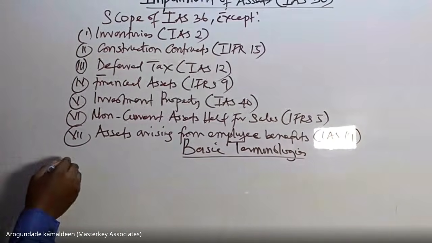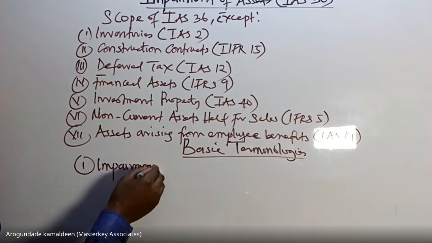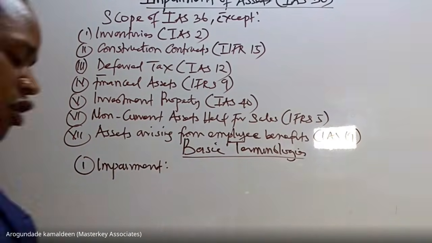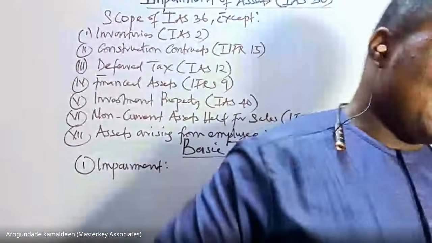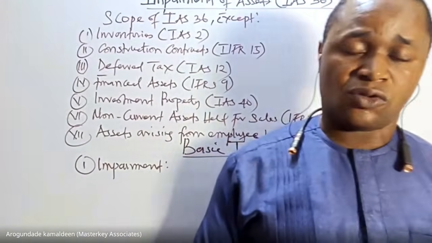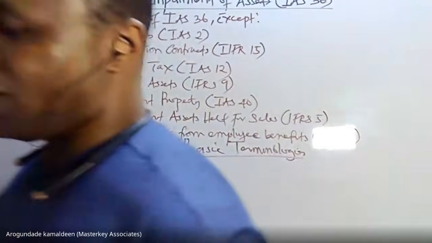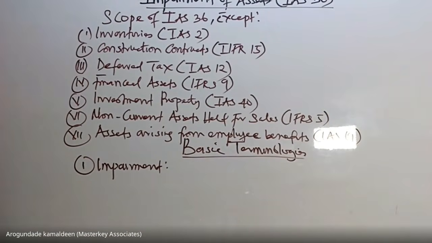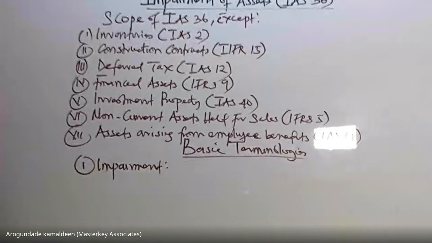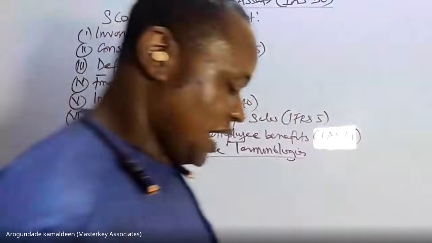Now, impairment, number one. Impairment occurs when the carrying value, or the carrying amount, of an asset or a cash generating unit is greater than the recoverable value. So there is an impairment if the carrying value of the asset or the CGU, the cash generating unit, is more than the recoverable value.